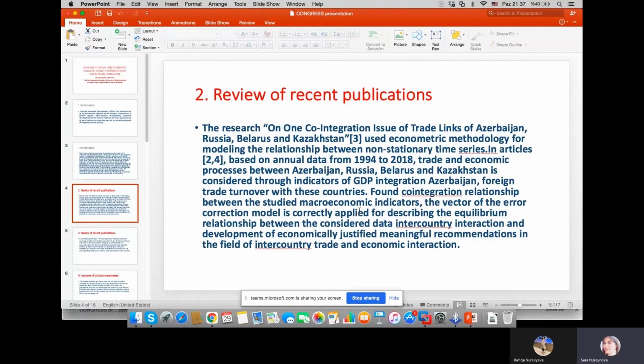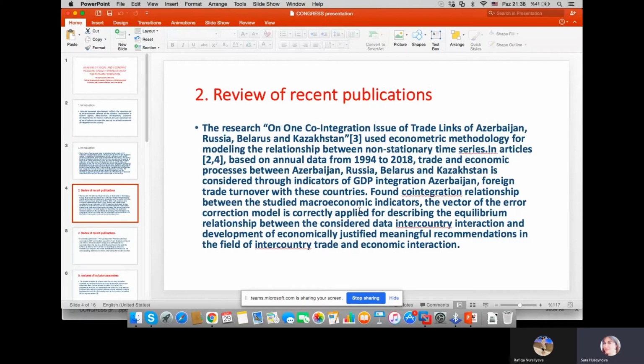Here I have researched the co-integration issue of trade links of Azerbaijan, Russia, Belarus, and Kazakhstan. I used the econometric methodology for modeling the relationship between non-stationary time series. And in a second research paper, the modeling of Azerbaijan, Russia, Belarus, and Kazakhstan GDP and integration to Azerbaijan.